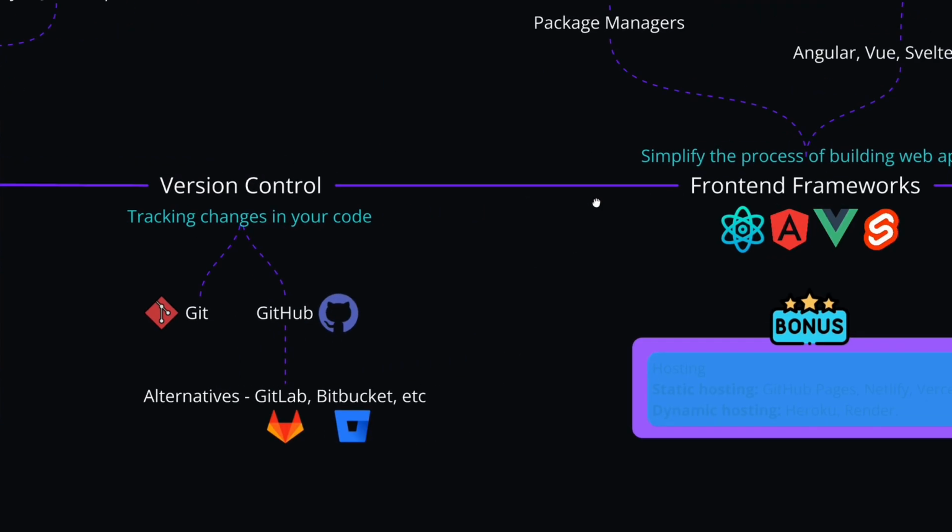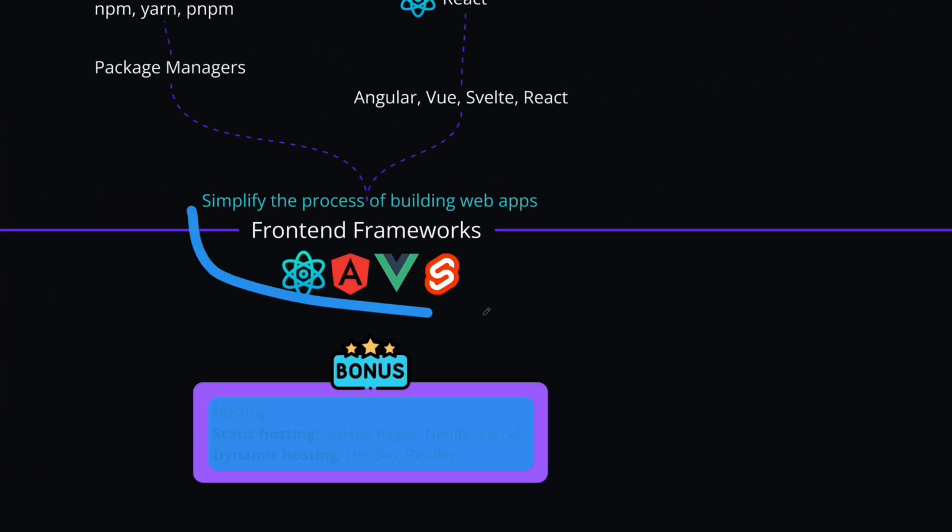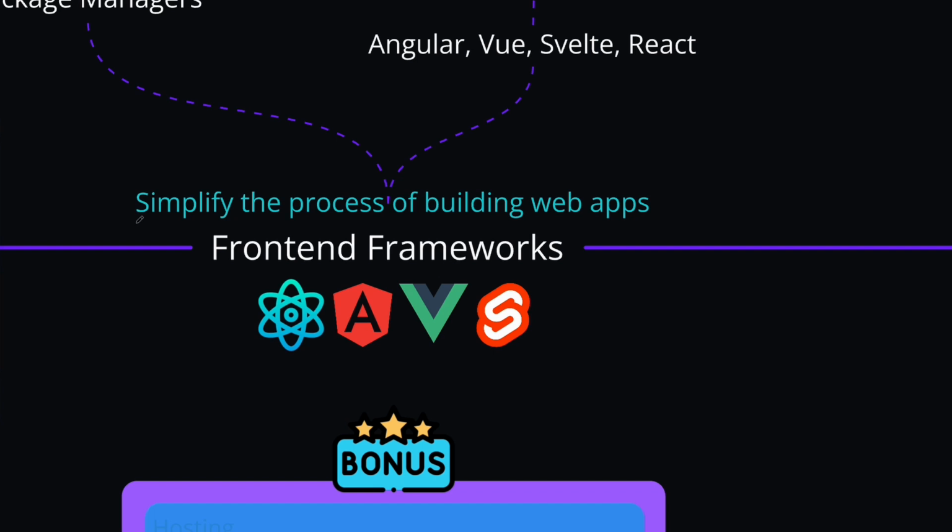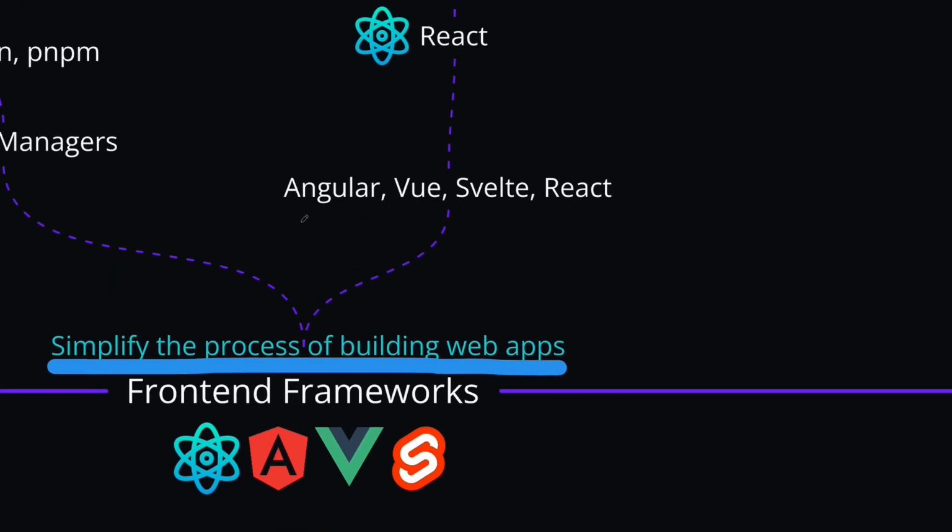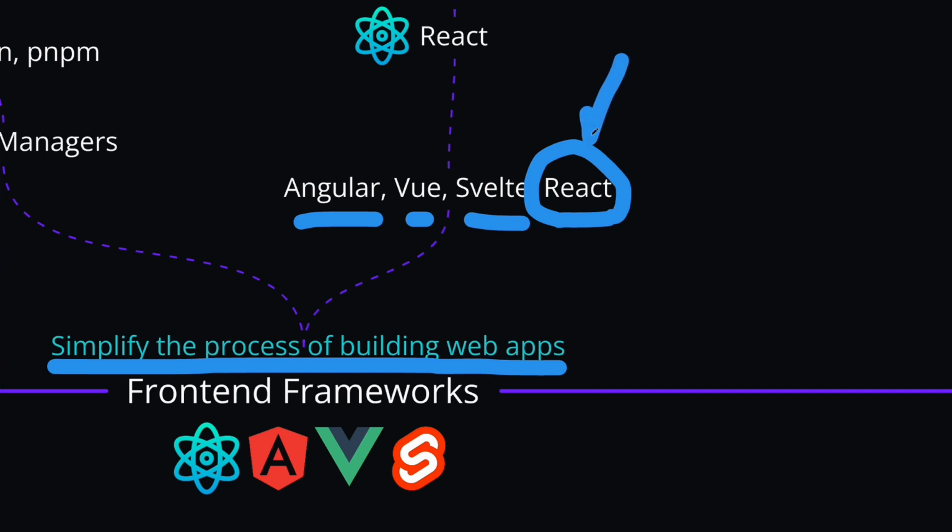After learning version control, you need to pick a front-end framework to learn. These frameworks simplify the process of building web applications by providing reusable components and tools. The popular options here are Angular, Vue.js, Svelte, and React. But React is the most popular framework out of these, and if you want to have more job opportunities and options, then you need to go with React, because there are more job opportunities and job postings with React compared to any other framework here.